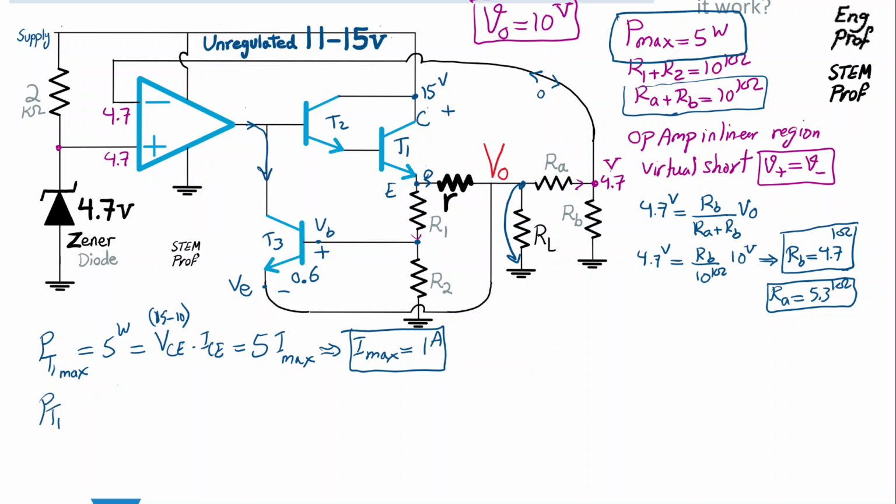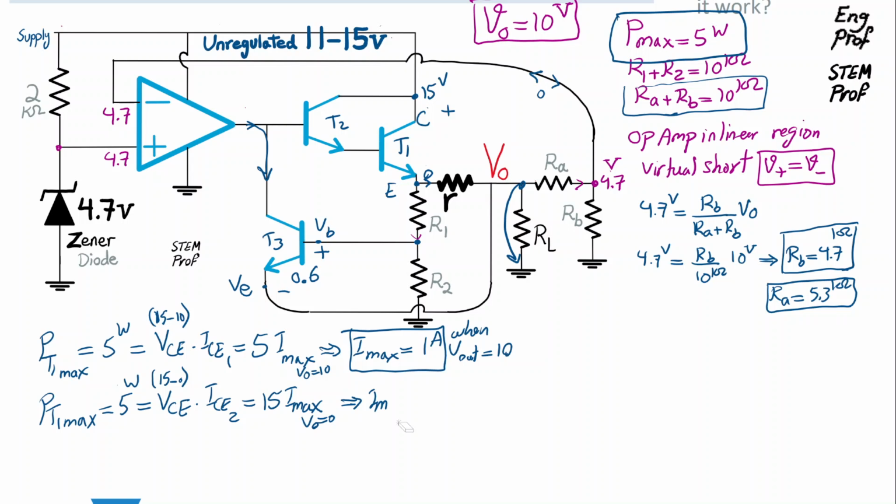So another scenario that I want to consider is, again, we don't want more than 5 watt, but now VCE of transistor 1 is 15 minus 0 times ICE. So this was 1, now 2. So in this scenario we have 15 times Imax when V out is 0. This is when V out is 10. So in this case, when V out is nominal 10, basically we are in nominal operation. This one here is not nominal operation. It's sort of when output is shorted.